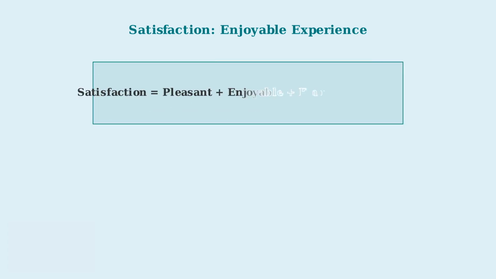Satisfaction is the fifth and final component of usability. It measures how pleasant and enjoyable it is to use an interface. A satisfying interface creates positive emotions and makes users want to return. Satisfaction combines three key elements. The interface should be pleasant to look at, enjoyable to interact with, and create positive emotional responses in users.